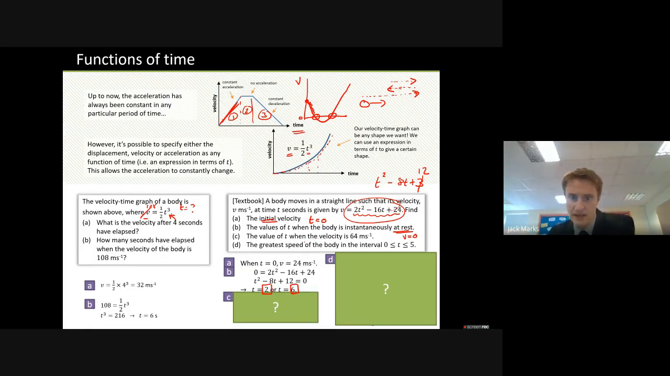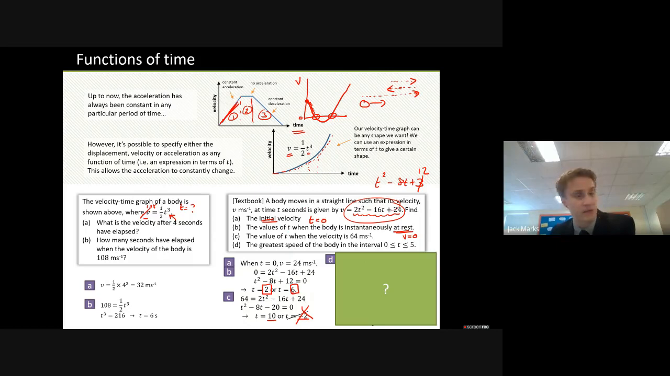What's the greatest value of t when the velocity is 64? So again, we plug 64 in, we work backwards. So we've got two answers there. Time cannot be negative. Work it out, but then cross it out and say it's not valid.